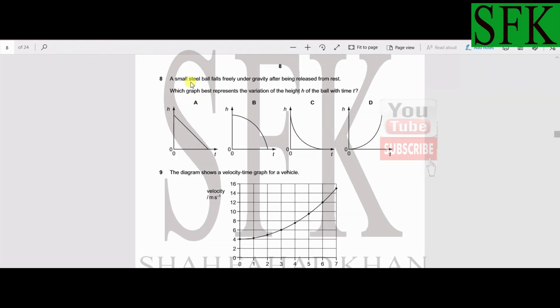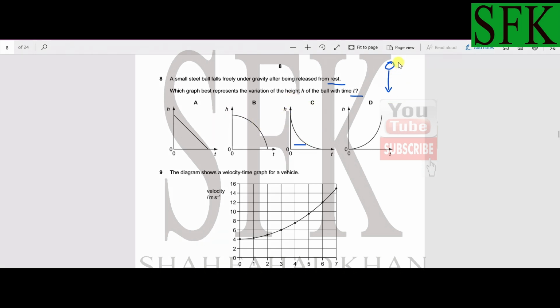Then moving on to MCQ number 8. Okay, a small steel ball falls freely under gravity after being released from rest. Which graph best represents the variation of the height of the ball with the time t? Okay, now if this ball is released and now it's going down, this is actually a distance-time graph, so its gradient will represent the velocity.